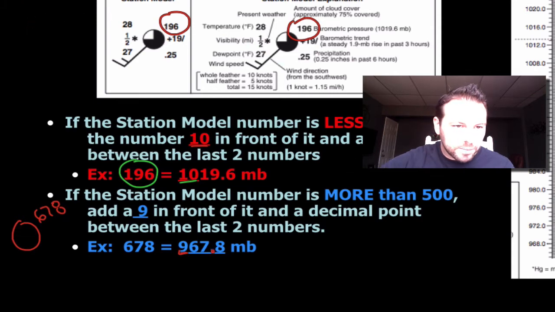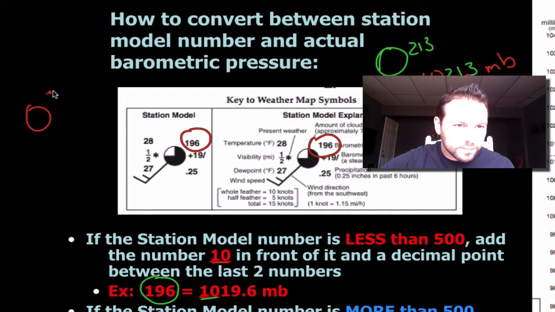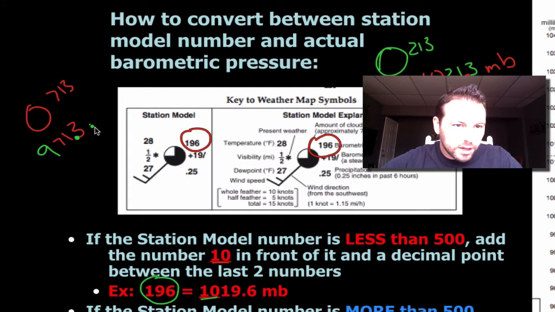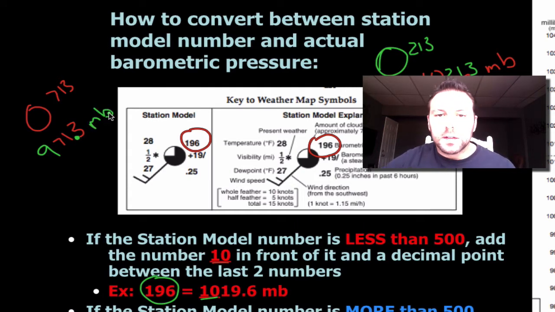Another example might be 713. In this situation, we would add a 9 in front. We'd have our 7, 1, 3, and a decimal point between the last two numbers. And of course, that's millibars. So those are two examples for it. It's a little confusing. You need to remember the rule.